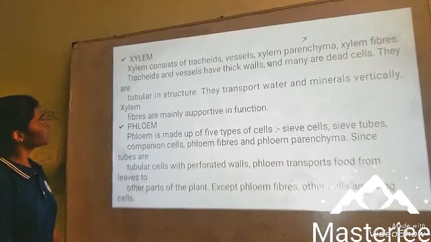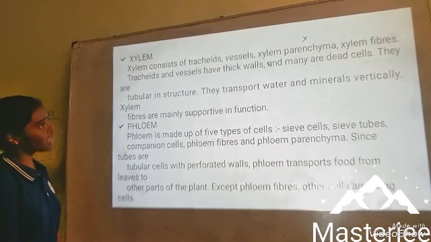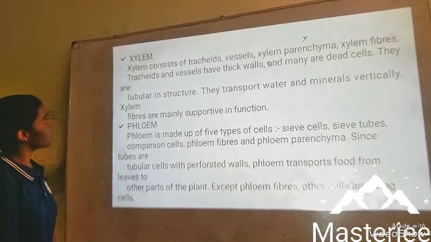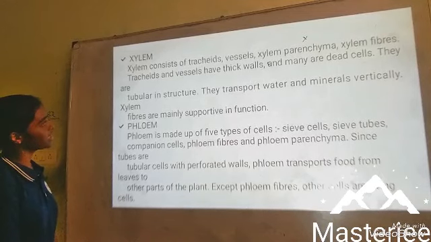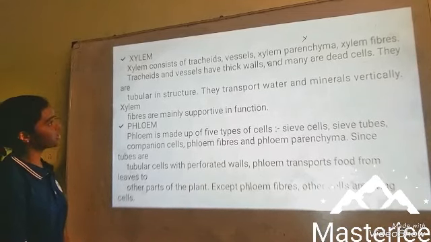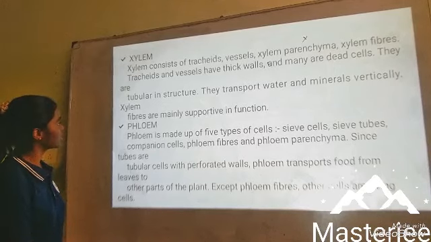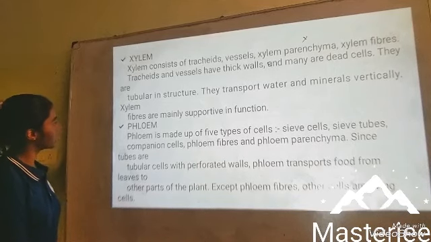Xylem. Xylem consists of tracheids, vessels, xylem parenchyma and xylem fibers. Tracheids and vessels have thick walls and many are dead cells. They are tubular in structure. They transport water and minerals vertically. Xylem fibers are mainly supportive in function.